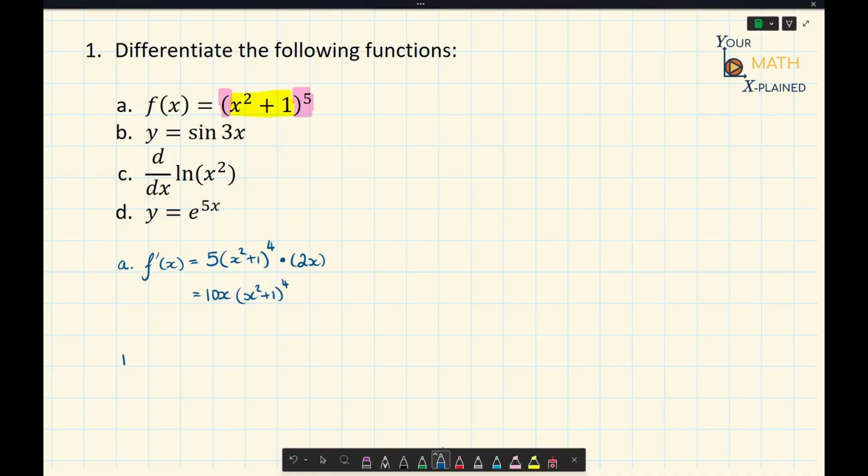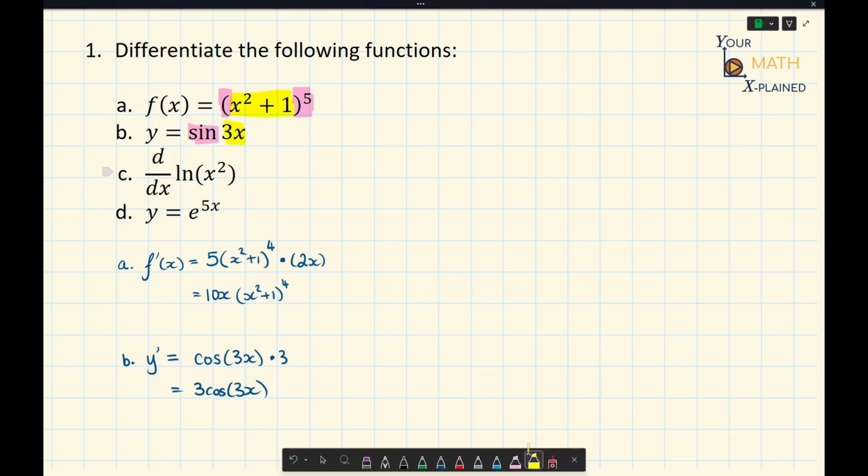So therefore, f prime of x here is going to be 10x times x squared plus 1 to the power of 4. For part B, our inside function here is 3x, and the outside function is sine. So this means y prime is going to be equal to the derivative of sine, which is cosine, and it's going to be cosine of the inside function, which is 3x, and then we multiply this by the derivative of the inside function. So the derivative of 3x is just 3, which means y prime is equal to 3 cos 3x.